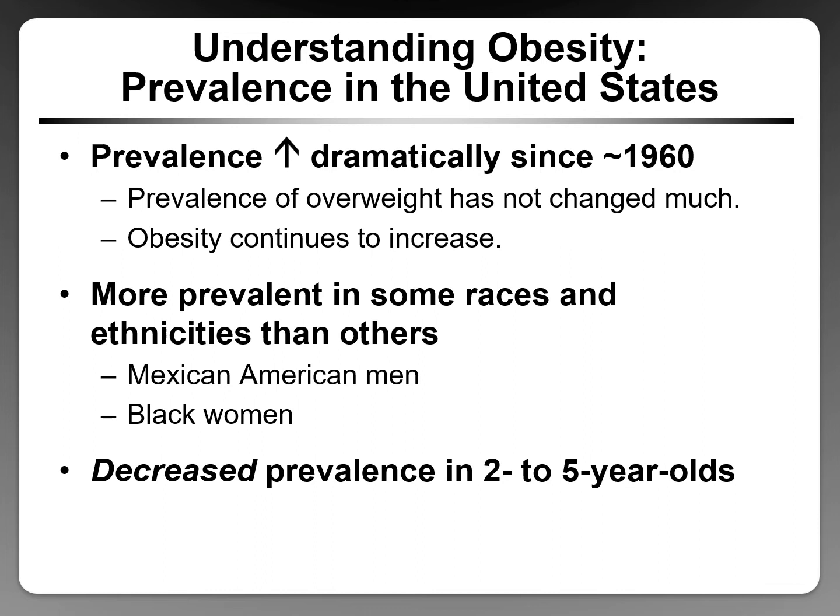So if you look at Black women and Mexican American men, there's been a dramatic increase in obesity for those races and ethnicities compared to other races and ethnicities. But one thing that is interesting is that there's been a decreased prevalence in obesity in young children, in the 2 to 5-year-olds, which is good. And hopefully that's a sign or a harbinger of things to come, that these trends aren't going to be continuing in these kids as they move into adulthood, that they're going to have or maintain that lower prevalence of obesity. And hopefully we can turn the ship around for increased health worldwide and in the United States.